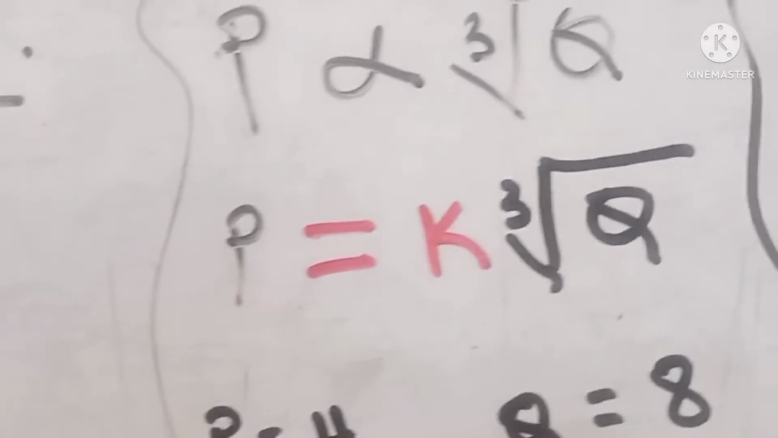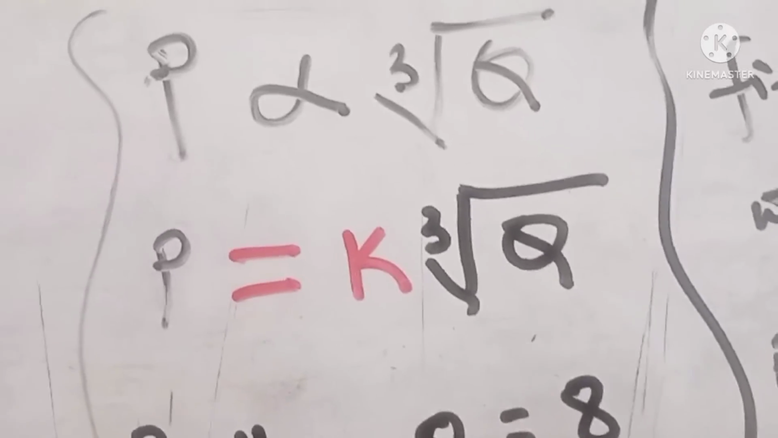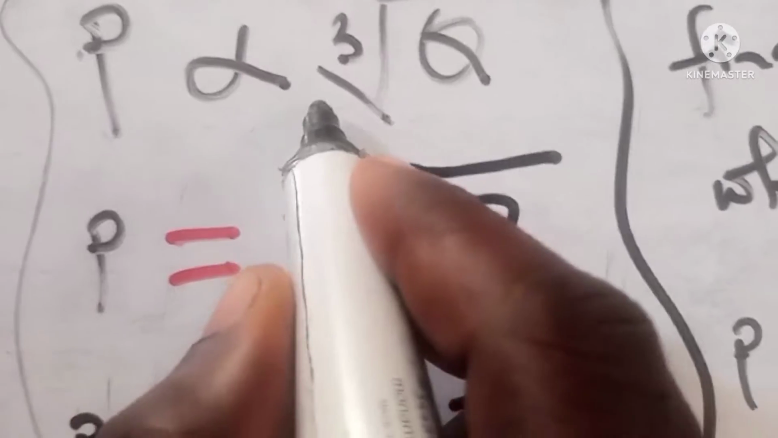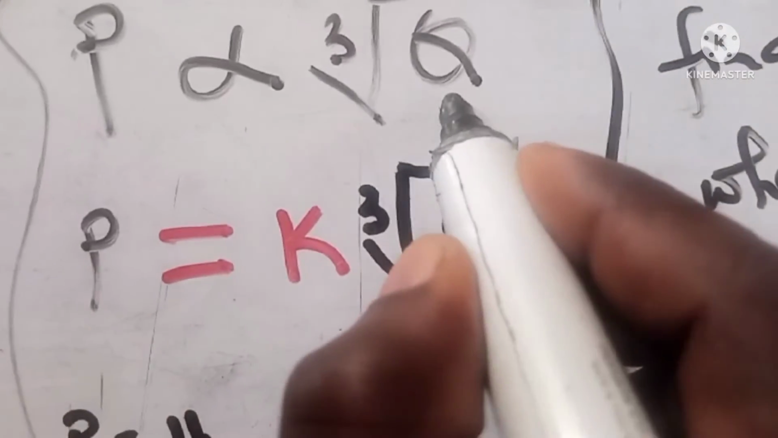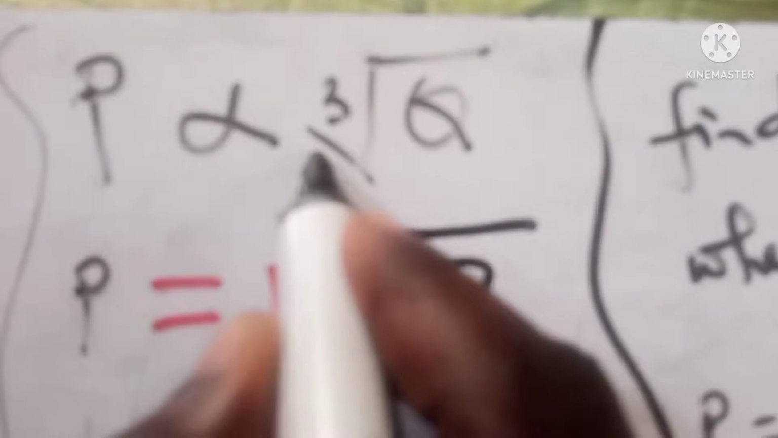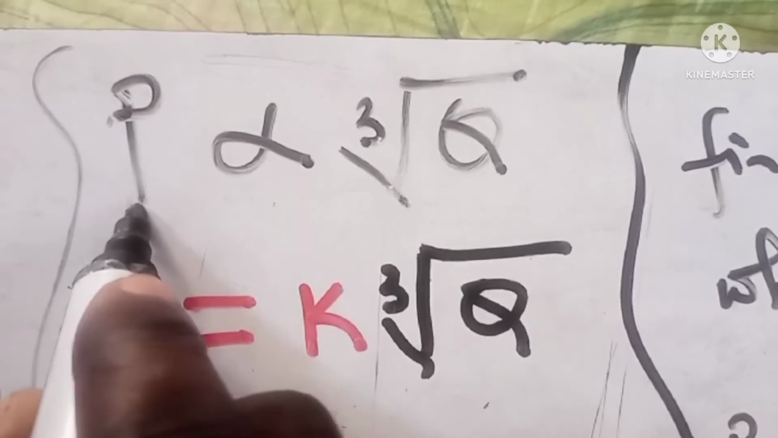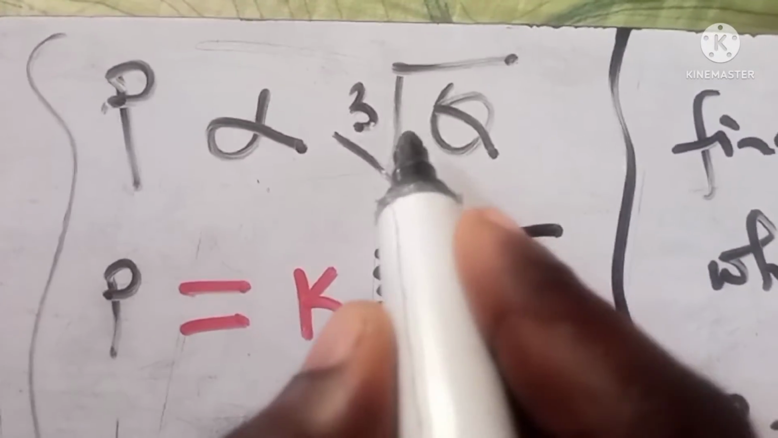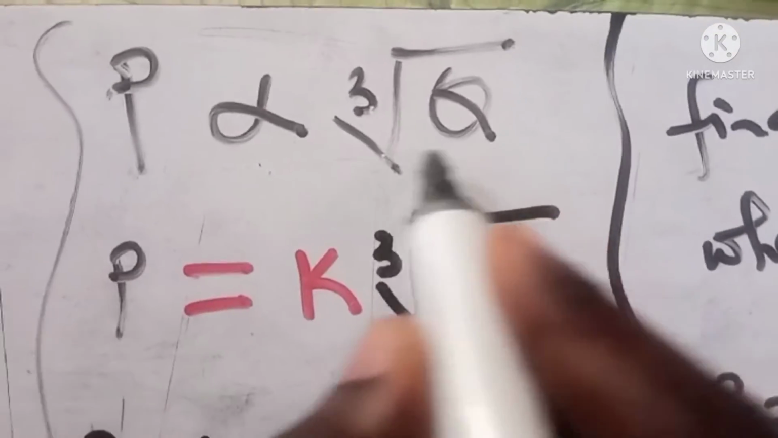One of the questions, let's demonstrate that with this example. One of the questions says that p varies directly as what? The cube root of q. So this is the cube root of q. Look at where the 3 is. The 3 is now multiplying. So whatever variable you have varies directly as the cube root of q. This is how you should write it.